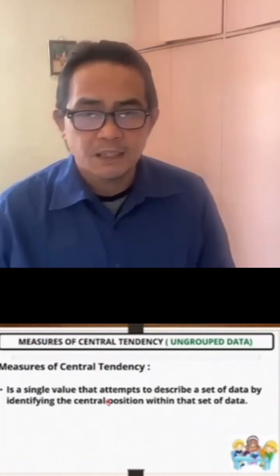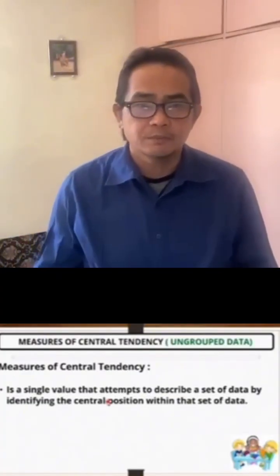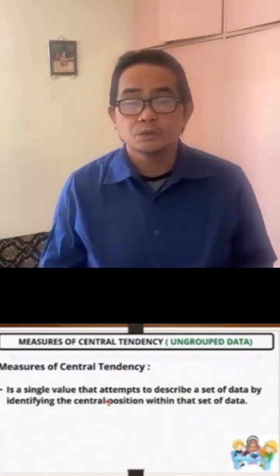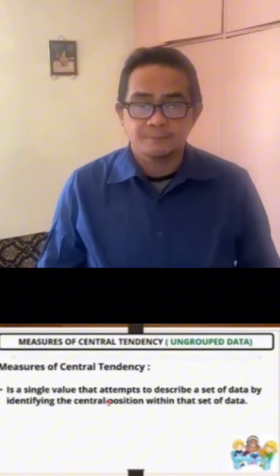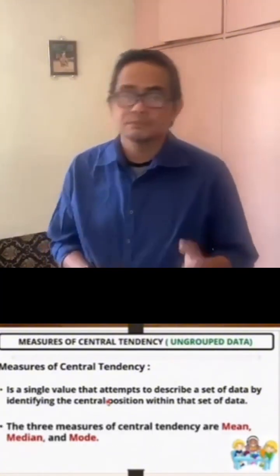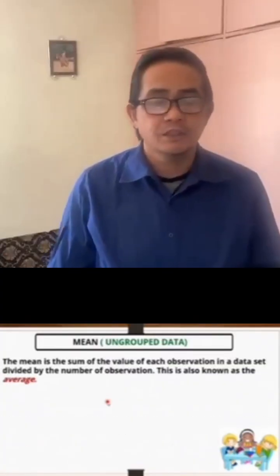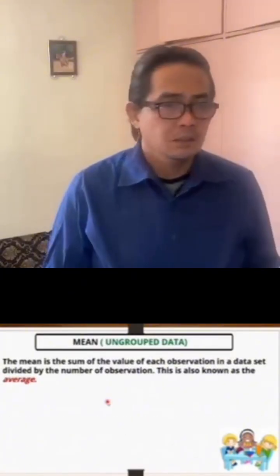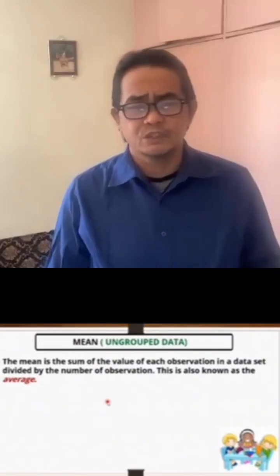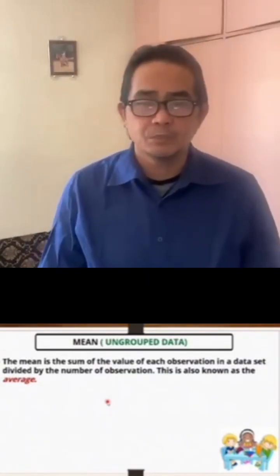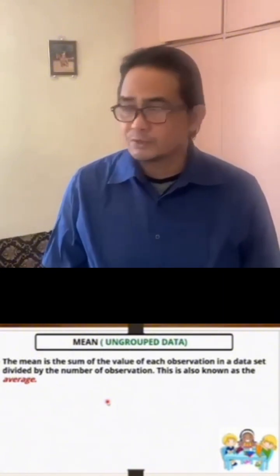The mean is the sum of the observations of the students divided by the number of observations. This is also known as the average. So that is the mean. The mean is also sometimes called the average. So we are going to add all the data and divide it in accordance with the number of observations. So we have here the formula. We need to make use of the formula. X bar is equal to the summation of x over n.